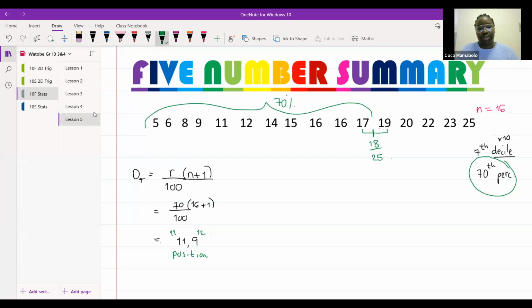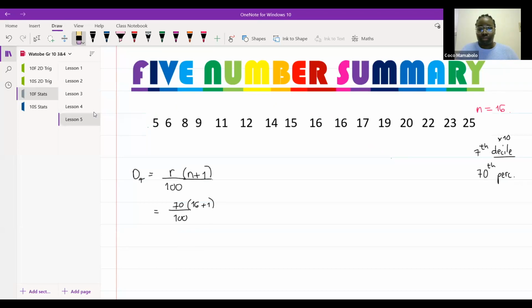Mamelo, how are you doing, my sweetie? Hi, ma'am. I'm kind of confused also. I don't understand how you get the percentile. I thought that you were counting the numbers that you put in the hole after we found the quartiles, but I see that you write 70.